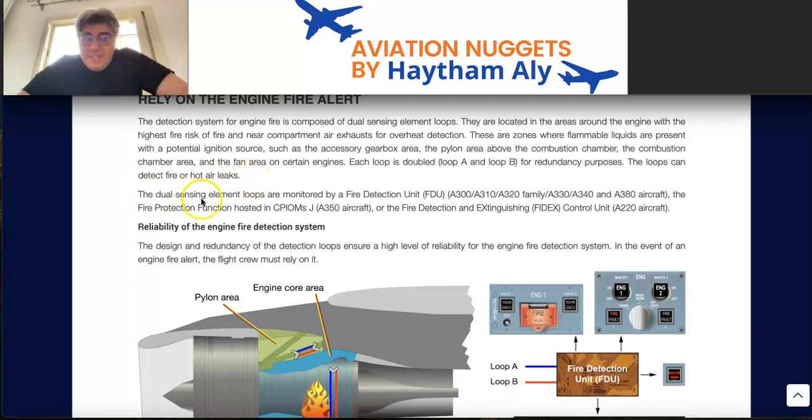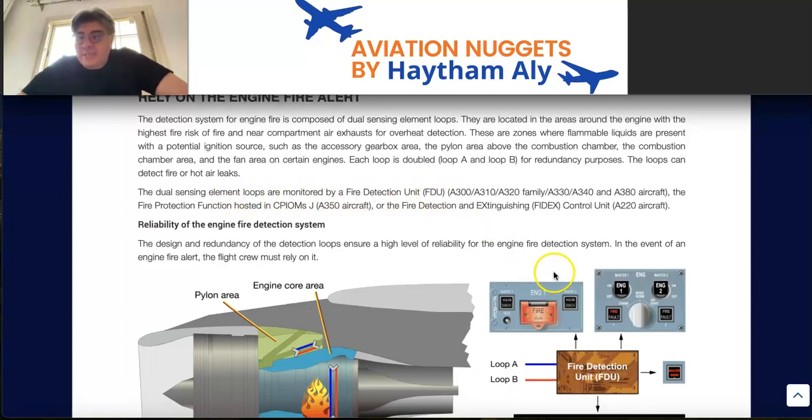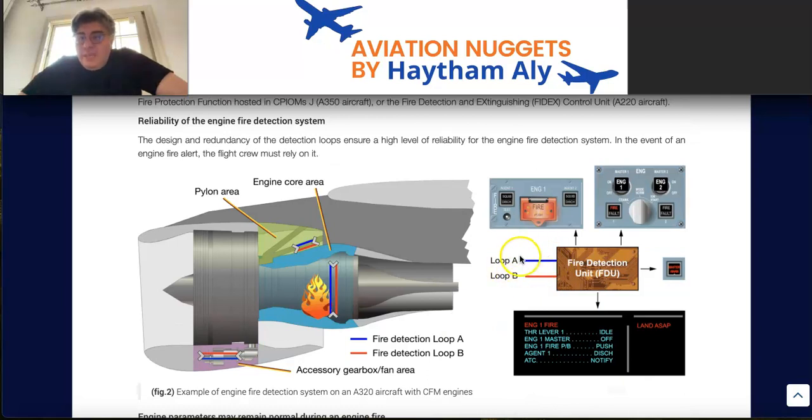So, the dual sensing element loops are monitored by a fire detection unit. As you can see here, loop A and loop B feed back to the fire detection unit, and the fire detection unit manages the engine fire indication. On the engine fire panel, the fire push button illuminates in red, with fire indication on the engine master panel, fire indication underneath the master lever of the affected engine, master warning, engine fire procedure on the upper ECAM, and land as soon as possible indication.